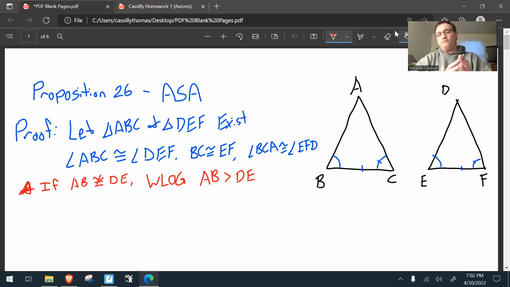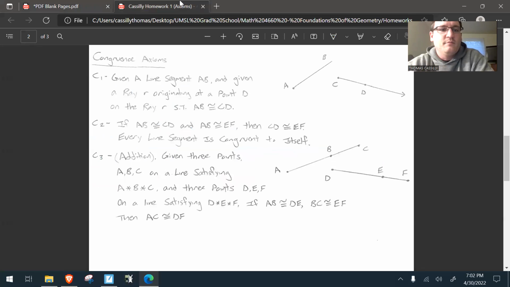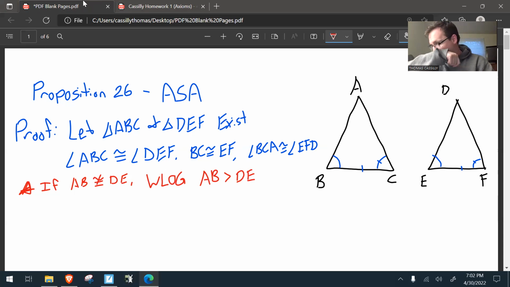Now from here, since AB is greater than DE, if we look at our axiom list, C1, the first congruence axiom, says that there exists a point on a ray such that we can have one segment being congruent to another. So since AB is greater than DE, we're going to put point G on AB, and we're allowed to do that.